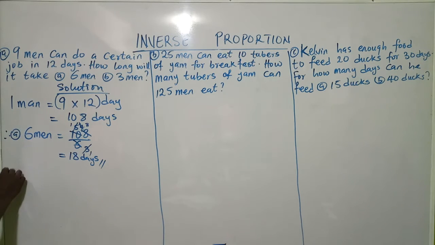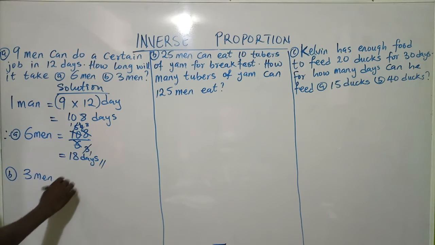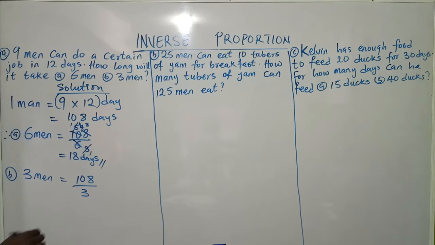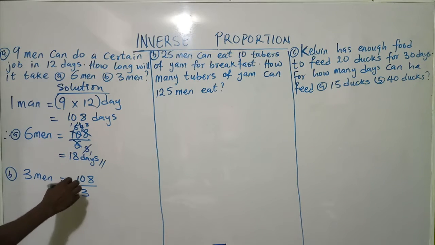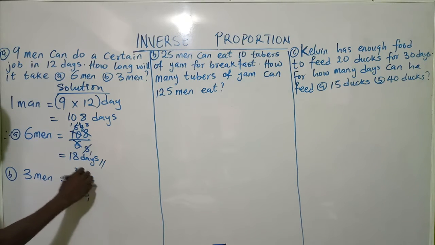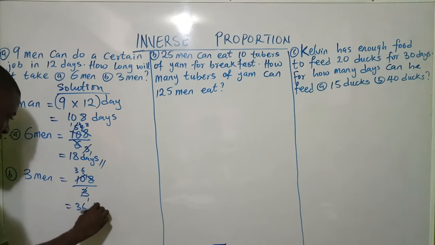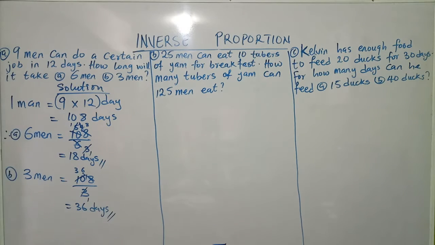Again, B, 3 men now. How many days will it take 3 men to do this job? Again, we also divide 108, this time by 3. 3 in 10 is 3, remainder 1. It becomes 18. 3 in 18 is 6. That is 36 days. So that is it.